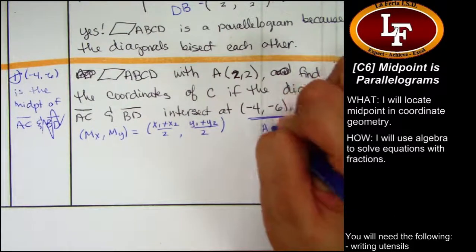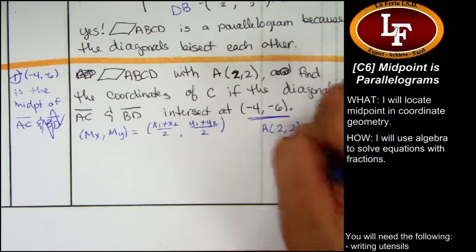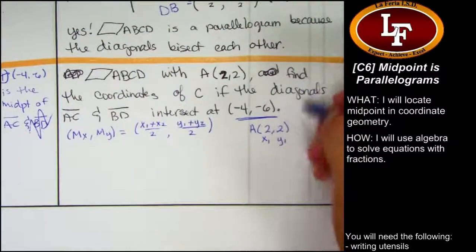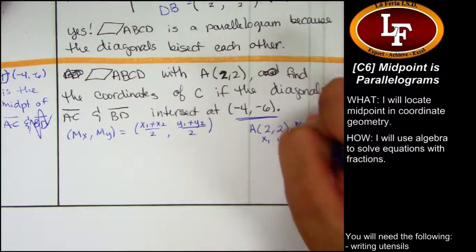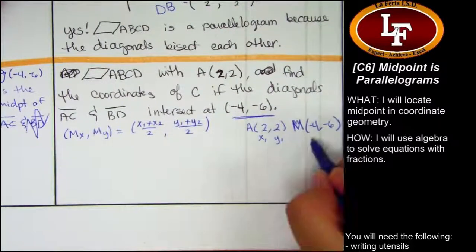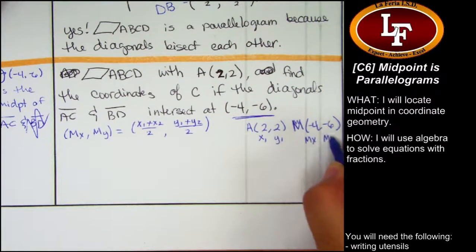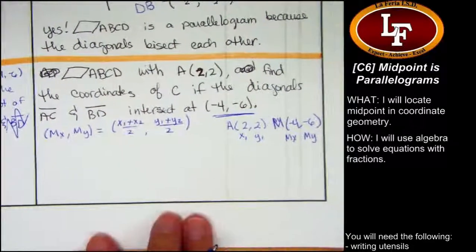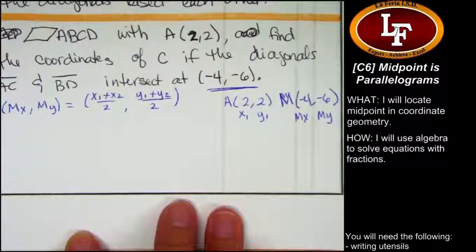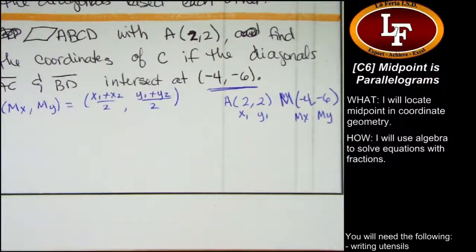I know that A is 2, 2, and so this is my x1, y1. Or your x2, y2, it doesn't matter, you pick. I'm also told that the midpoint is -4, -6. And so this is your midpoint x-coordinate and your midpoint y-coordinate. And now I can substitute and solve. I'm going to show the solving of just the x-coordinates and allow you to work through the solving of the y-coordinate on your own.